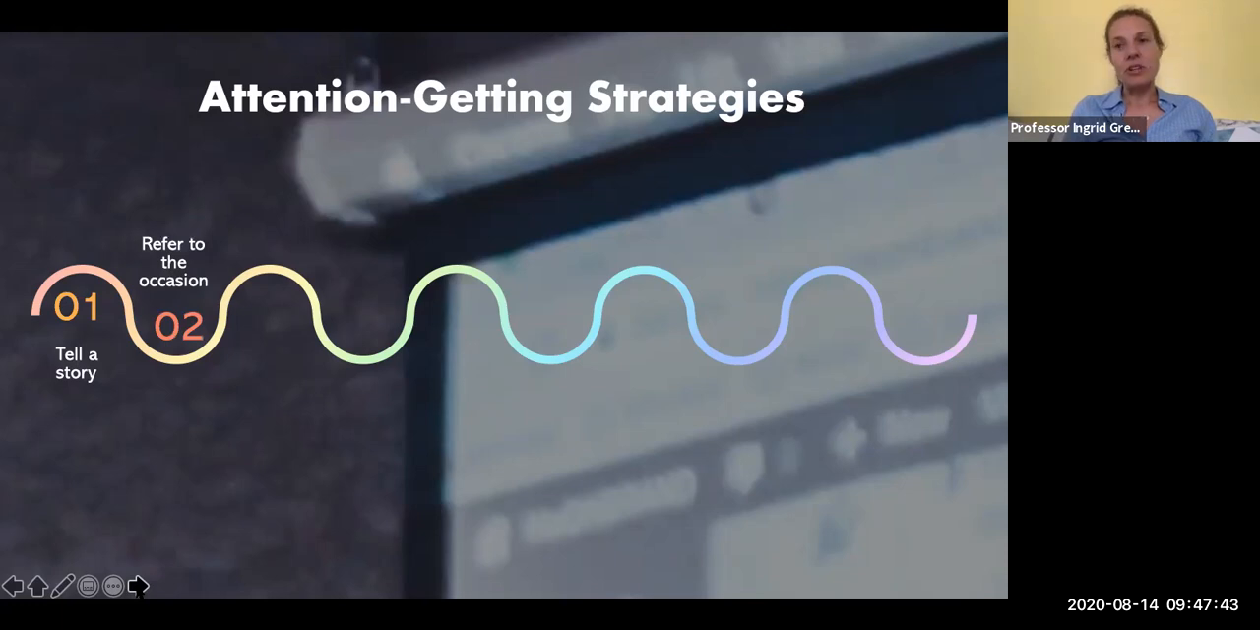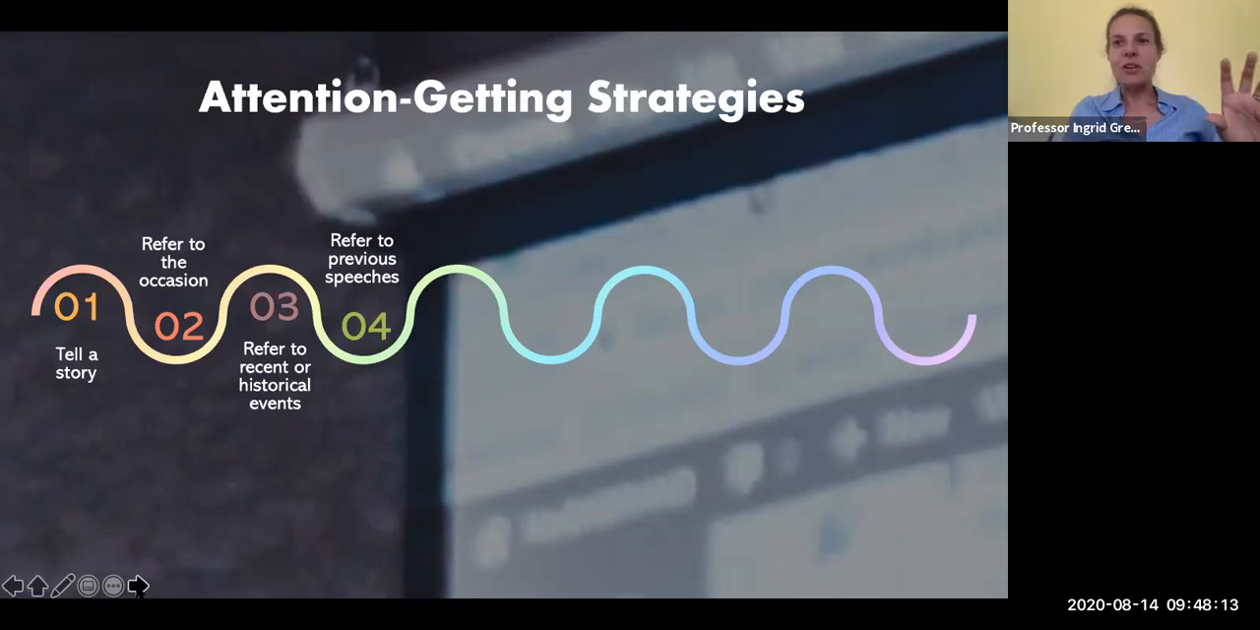Then you're going to refer to the occasion potentially, right? Especially if you're giving a best man speech, then you want to refer to the wedding. Refer to recent or historical events, so relevant these days, right? Talking about COVID, talking about Black Lives Matter, something that we can all really relate to. Refer to previous speeches. This is so effective in public speaking because you'll hear a lot of speeches throughout the semester. And so if you refer to a colleague's or a friend's or another student's speech, it's so awesome because we've already heard that speech and now we can all connect to your speech a whole lot easier.